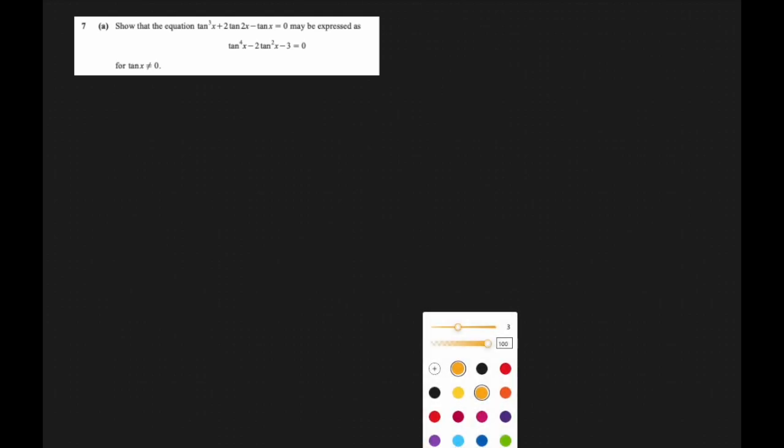Question number 7 talks about a trigonometric equation, which is a cubic trigonometric equation, and we need to convert it to a quadratic trigonometric equation in terms of tan. So what we can do is write tan cube as tan square times tan, and tan 2 theta is also converted to tan. That's what we can do here, so we can get this particular format.